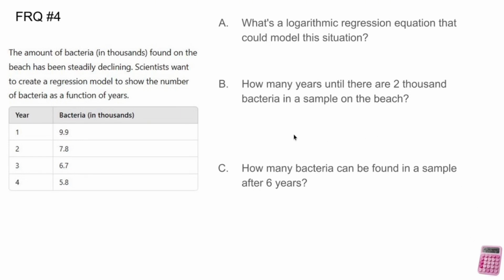So what we're going to do is go off to the side. We're going to type all this information, stat edit, type in all that information, and then we're going to get ourselves an equation and use that equation to help us answer B and C, because B and C are going to ask us how many years, blah, blah, blah, how much bacteria, blah, blah, blah.